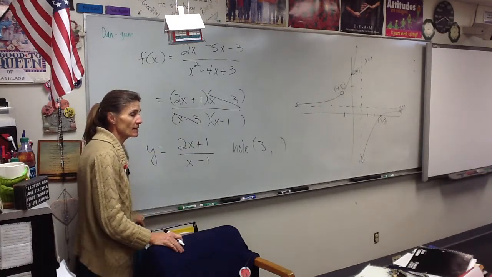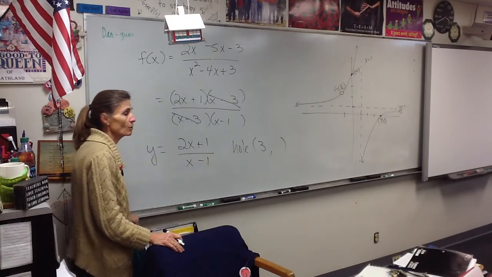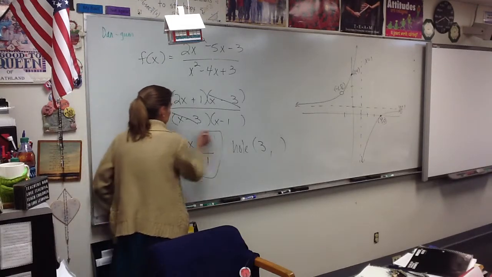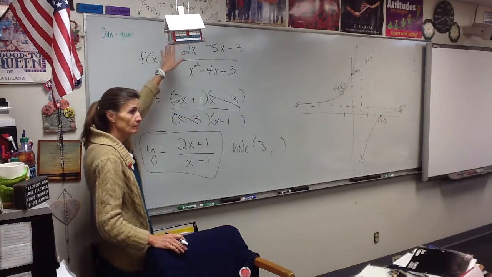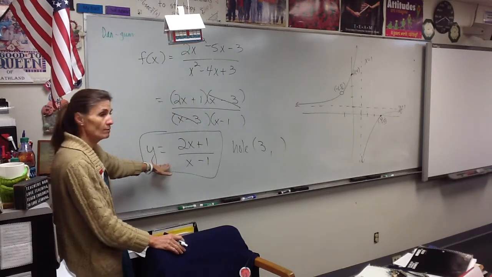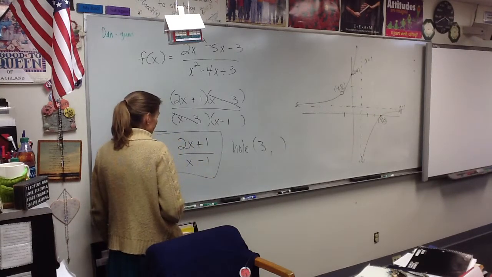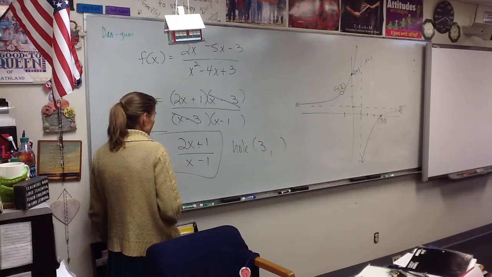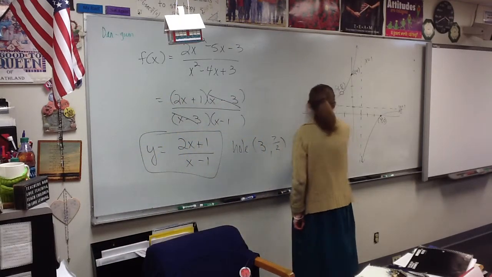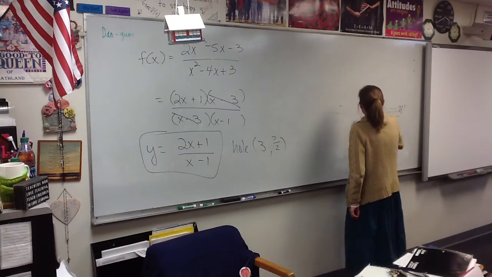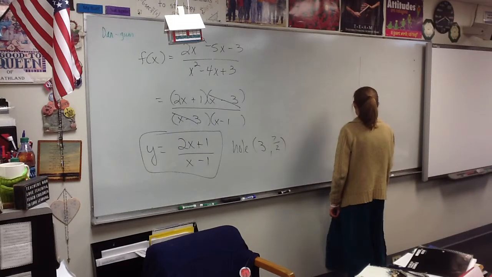How do we find the something? Plug in 3, and where do I plug in 3? My new problem right here. That's history. I simplified it. I'm here now. So when I put in 3, what do I get on the top? 7. And what do I get on the bottom? 2. So I'm going to plot my hole at the point 3 comma 7 halves.